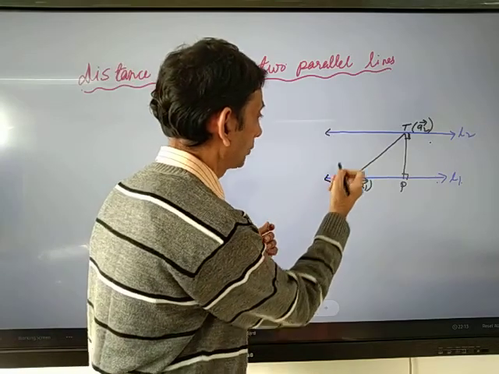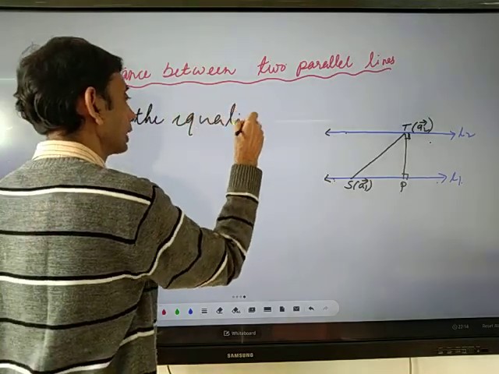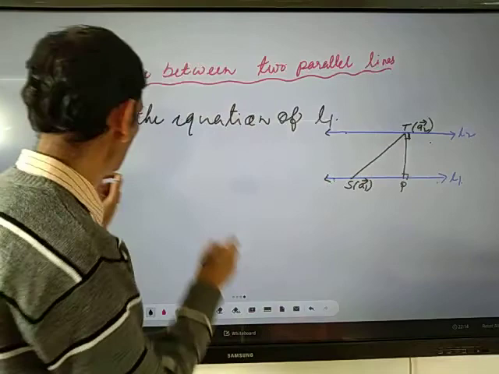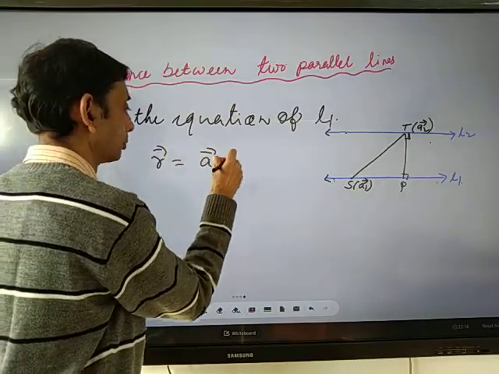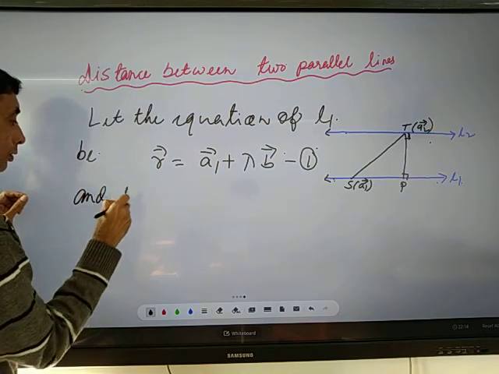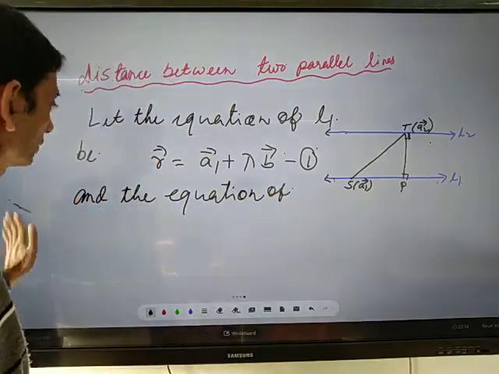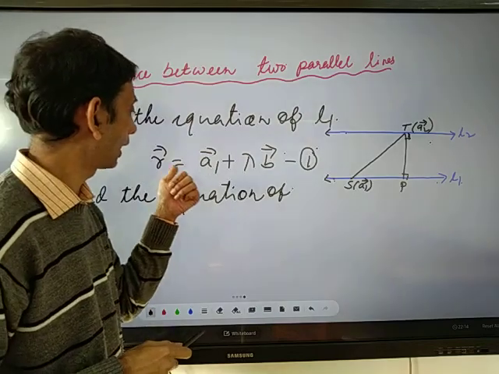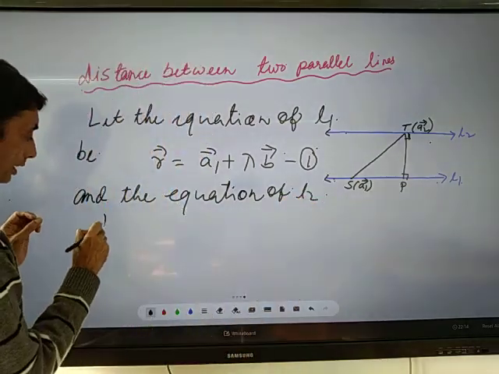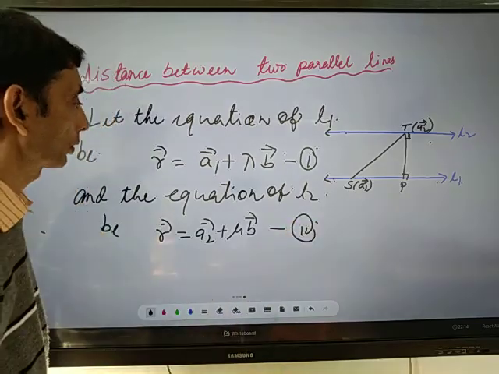Now let us consider the equation of L1 and L2. Let the equation of L1 be r equals vector A1 plus lambda B, and the equation of L2 be r equals A2 plus mu times of vector B. Okay, what is vector B?